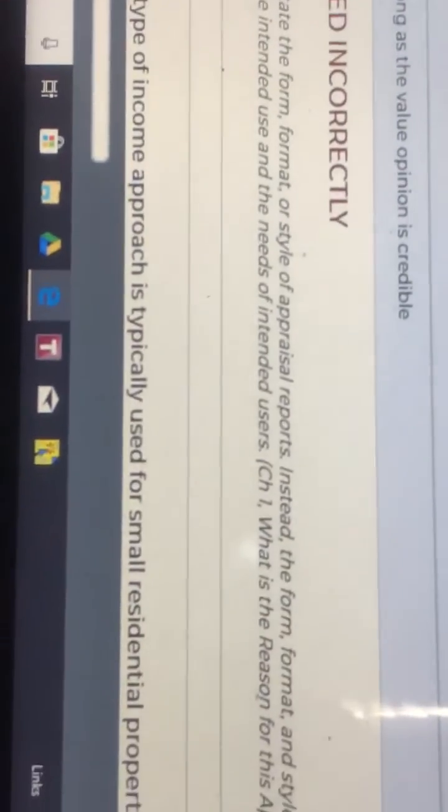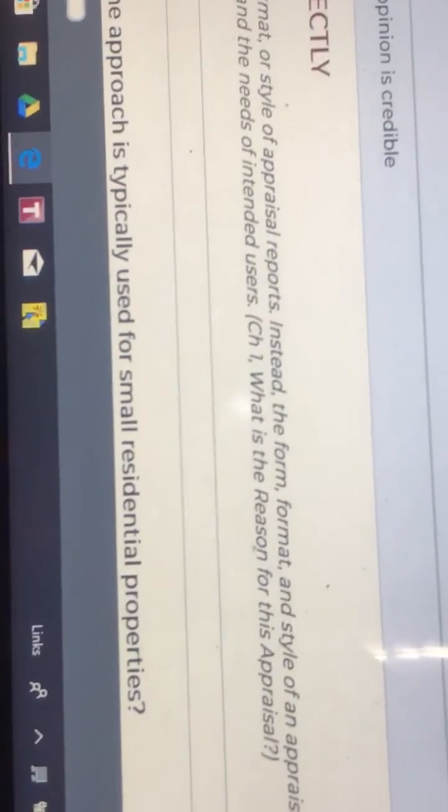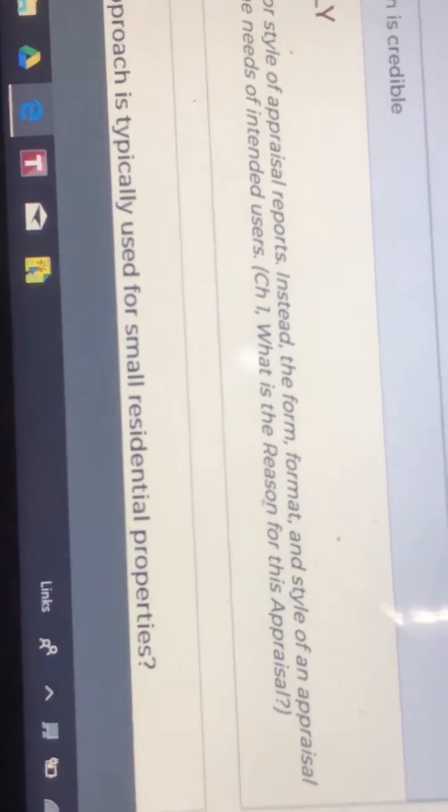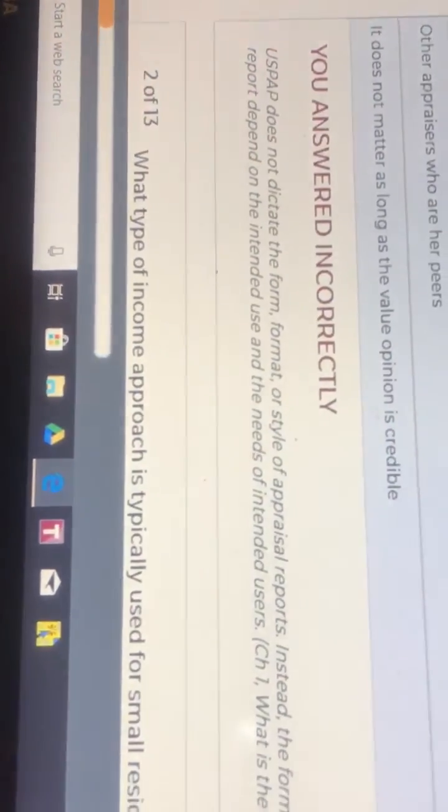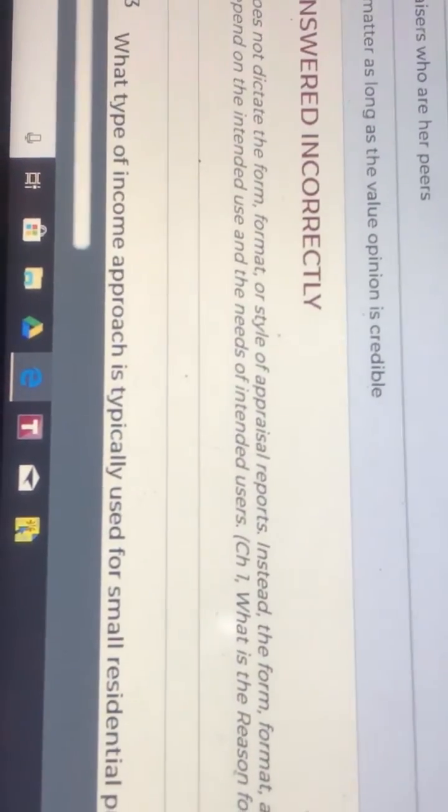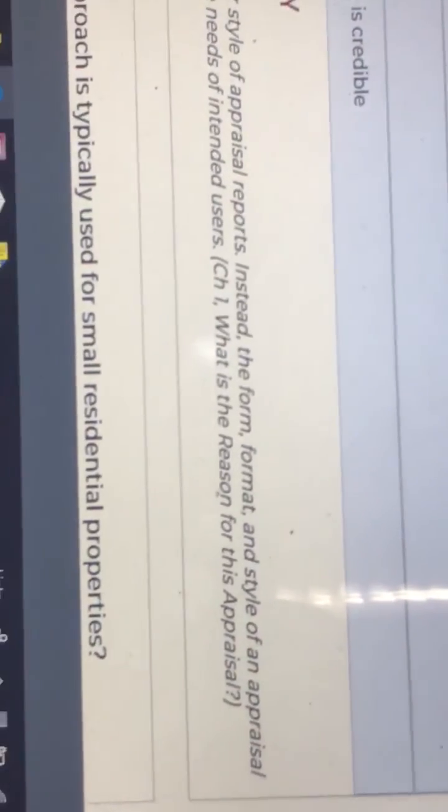Here was some extra notes for number 1 too. USPAP does not dictate the form, format, or style of appraisal reports. Instead, the form, format, and style of an appraisal report depend on the intended use and the needs of intended users. Chapter 1. What is the reason for this appraisal?